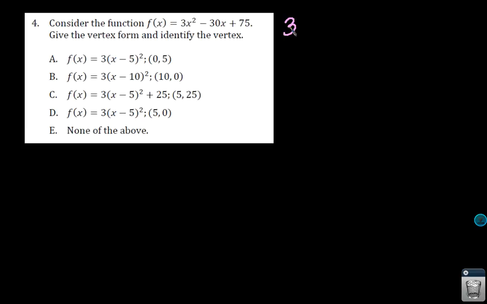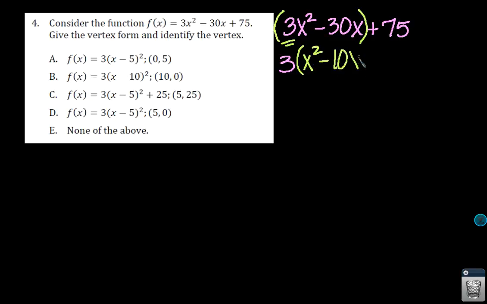So if I start with 3x squared minus 30x plus 75, the first thing I want to do is group the quadratic and linear terms. And then I want to factor out any a value that I might have. Since a is not 1, I'm going to factor it out, and I'm going to write it outside my parentheses. What's left behind after factoring that a value out of the first two terms that I grouped is x squared minus 10x. And then I'm going to leave space to complete the square.